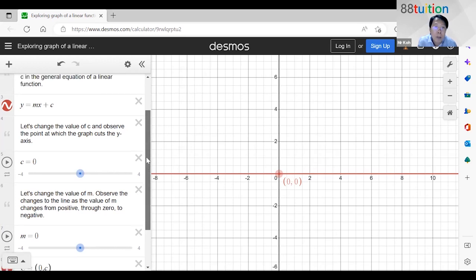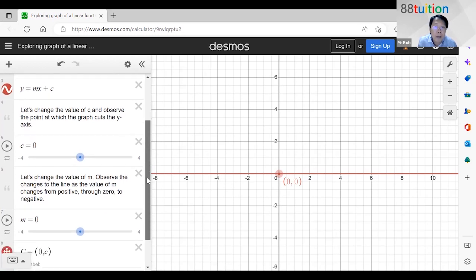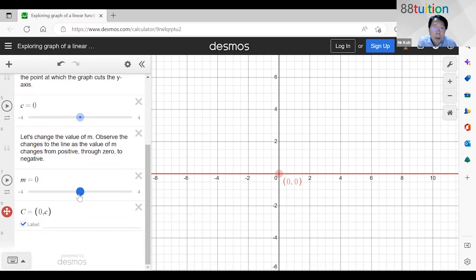So let me show you what happens if the gradient is negative. You notice one thing, if the gradient is negative, the line moves to the other side. This is because of the negative gradient. So this part here, positive gradient. This part here, negative gradient. Can you all see that?